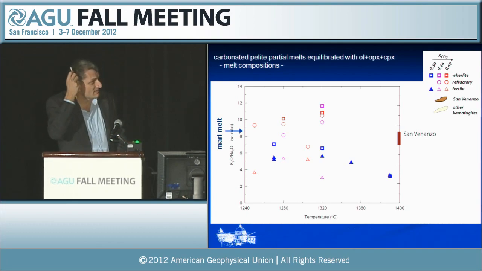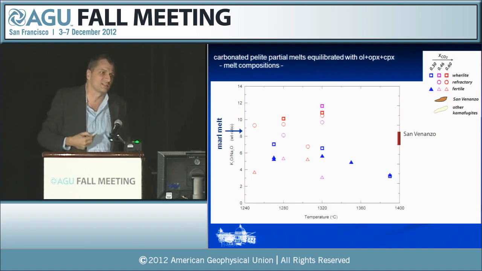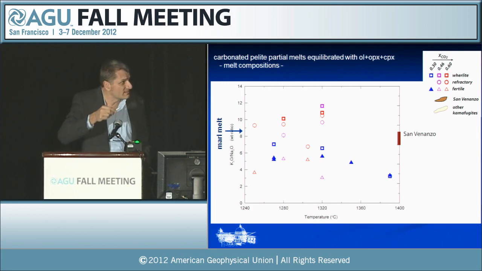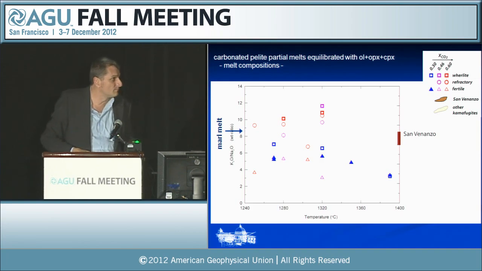Okay, here's the result. Blue is the water-rich one with an XCO2 of 0.3. Purple is the middle one, 0.46. And this is the high CO2 one. And you see, this is the potassium over sodium ratio you start out with. With water, you actually gain some sodium from the clinopyroxene in the ultramafics. Otherwise, you more or less conserve this ratio. So using these melts, we can explain the potassium-sodium ratio.